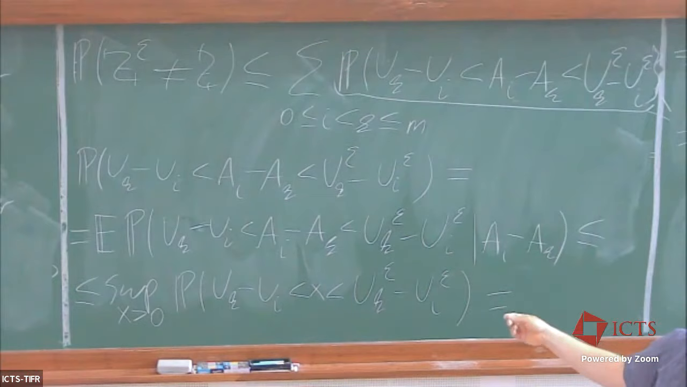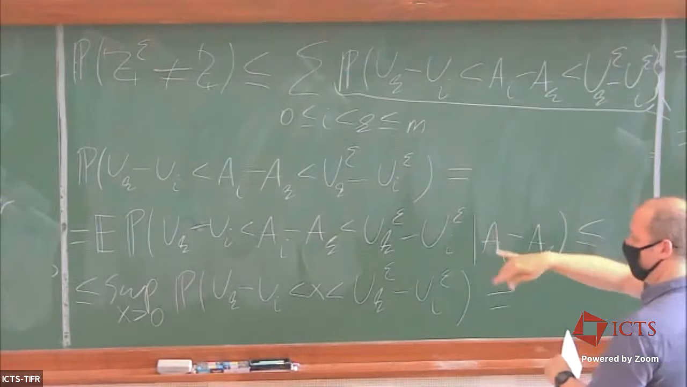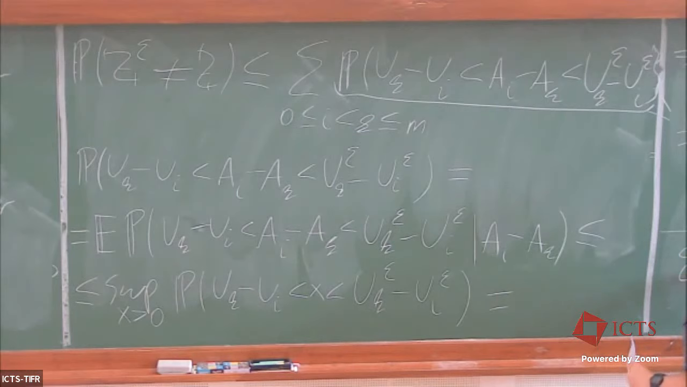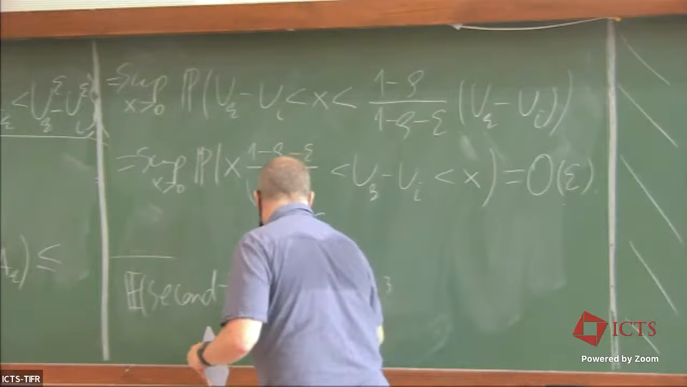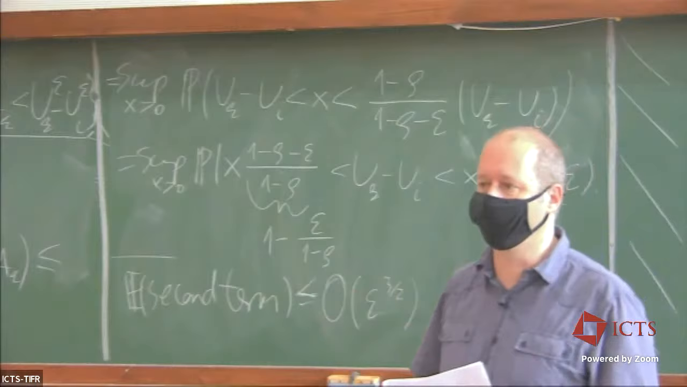Okay, so it's already not on the board, but I hope you still remember or have it in the notes. That second term, the expectation of that second term, is smaller than big O of epsilon to the 3/2. So when you divide by epsilon and take epsilon to zero, it doesn't play a role.